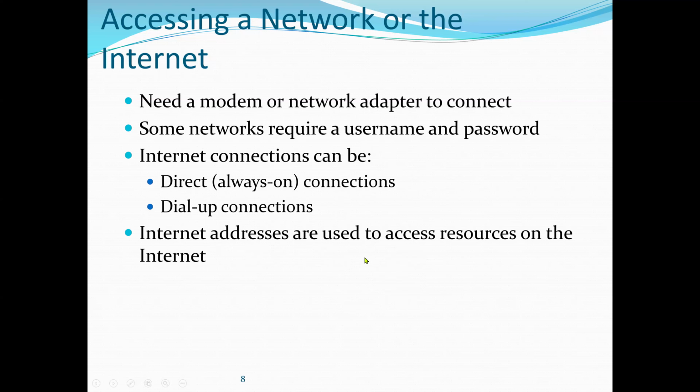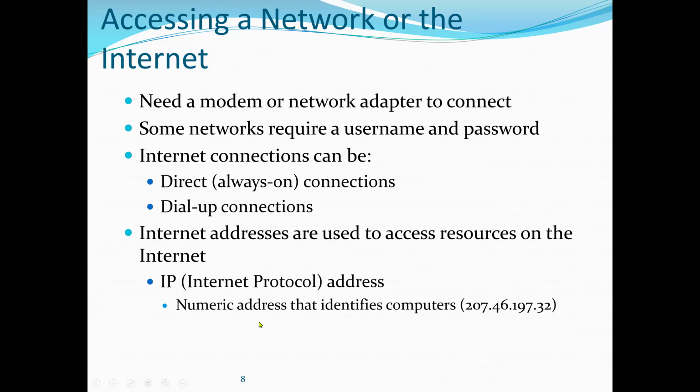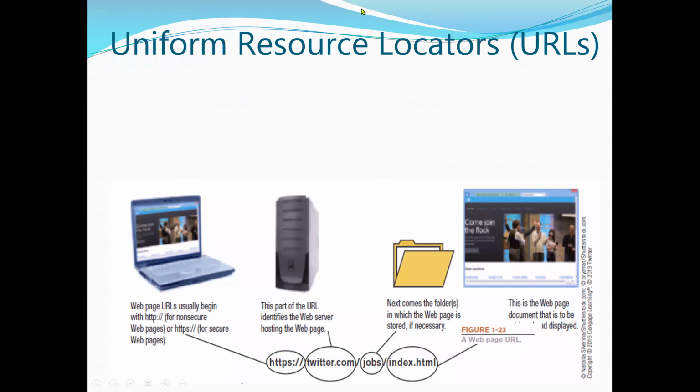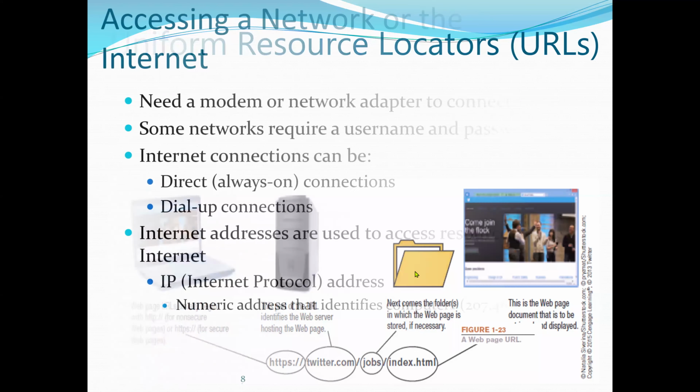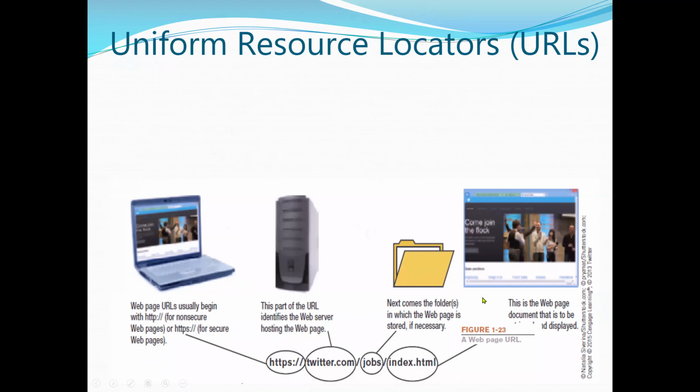Internet addresses are also used to access resources on the internet. For example, we use a special protocol, the IP address, Internet Protocol. Normally it's a numeric address that identifies the computers. Normally it has 4 different parts. Example here, we have 207.46.197.32, and the numbers cannot go higher than 256. This is called IPv4 because we have 4 different parts. In the future, we are trying to have IPv6 because the IP addresses are almost finished.